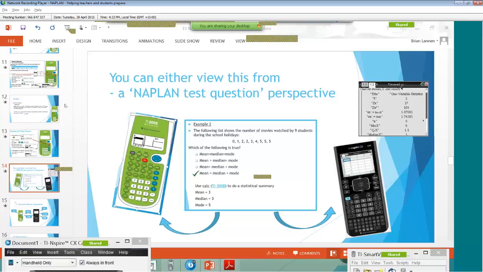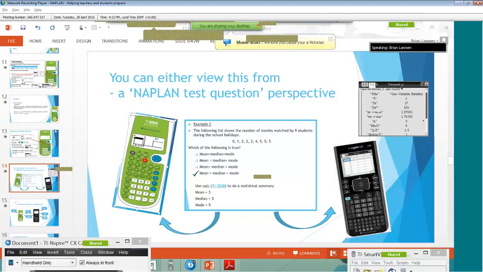Now, NAPLAN preparation, I was actually doing it with my Year 9 class this afternoon, and Melissa, I was using a lot of your slides there, which the kids really appreciated. The statistics, for example, I haven't worked on them this year with my Year 9 class, so they haven't done statistics since Year 8 last year. But to just have a quick review using the power of their calculators, they really appreciated it.